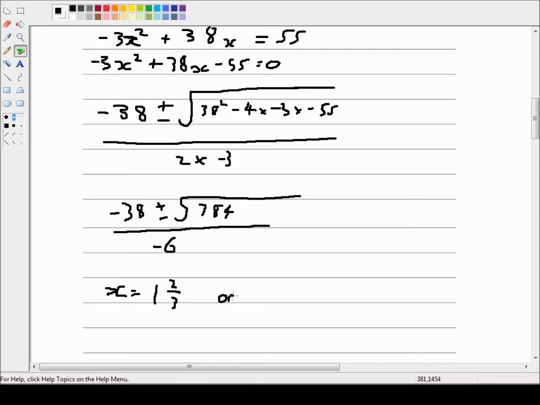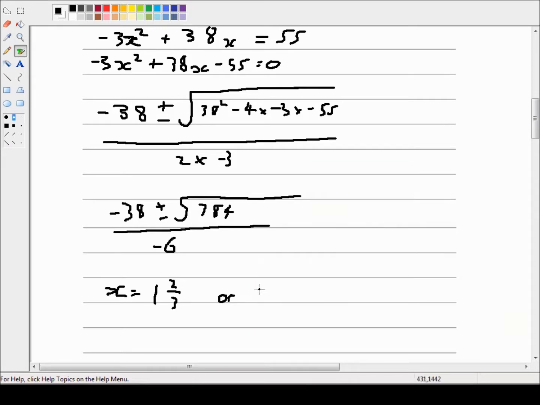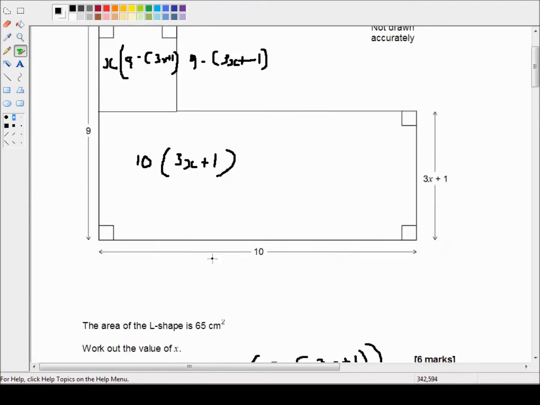Because it's a quadratic equation, there should be another answer. So if you hold on a second, I'll just grab my calculator. Okay, I've got my calculator. So this time it's negative 38 minus the square root of 784, which is 28. And then I divide that by negative 6. And that comes to 11. So either x equals 1 2/3 or x equals 11.